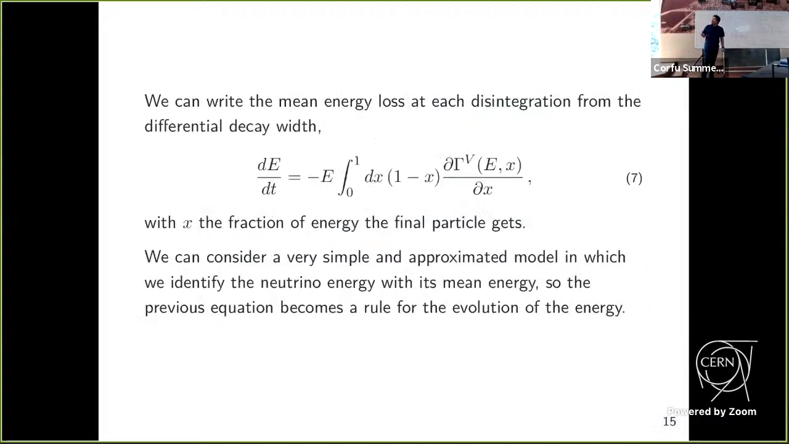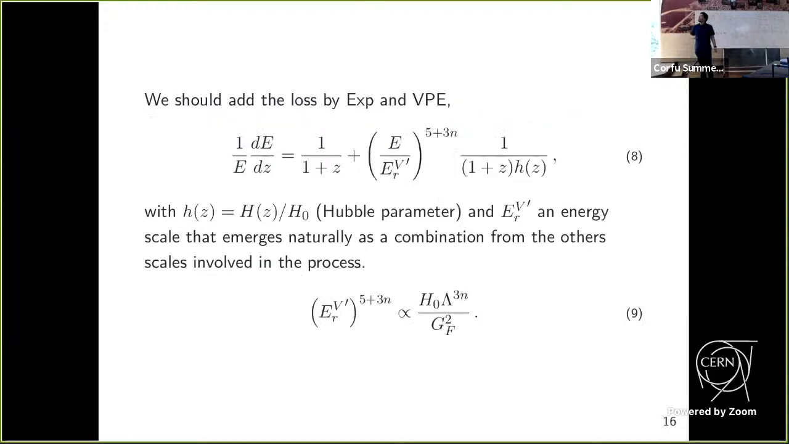We can still define quantities like the mean energy loss at each disintegration. And in this simple model, what we do is to identify the neutrino energy with its mean energy during the travel. In this way, we can follow the neutrino. If we do this, the equation I presented before becomes a rule for the evolution of the energy of the neutrino at each disintegration. So now, adding this to the expansion of the universe, we get a differential equation for the evolution of the energy of the neutrino, considering VPE and expansion, vacuum pair emission and expansion.